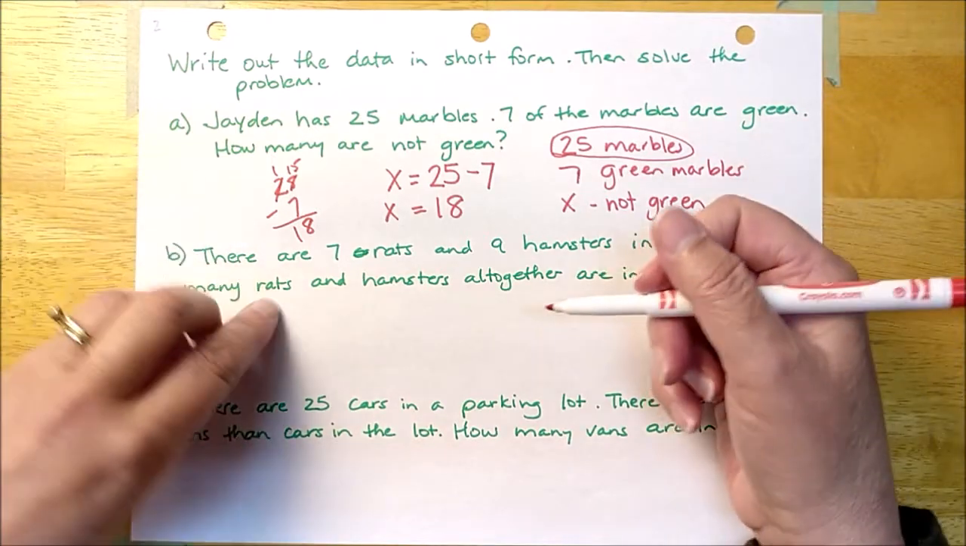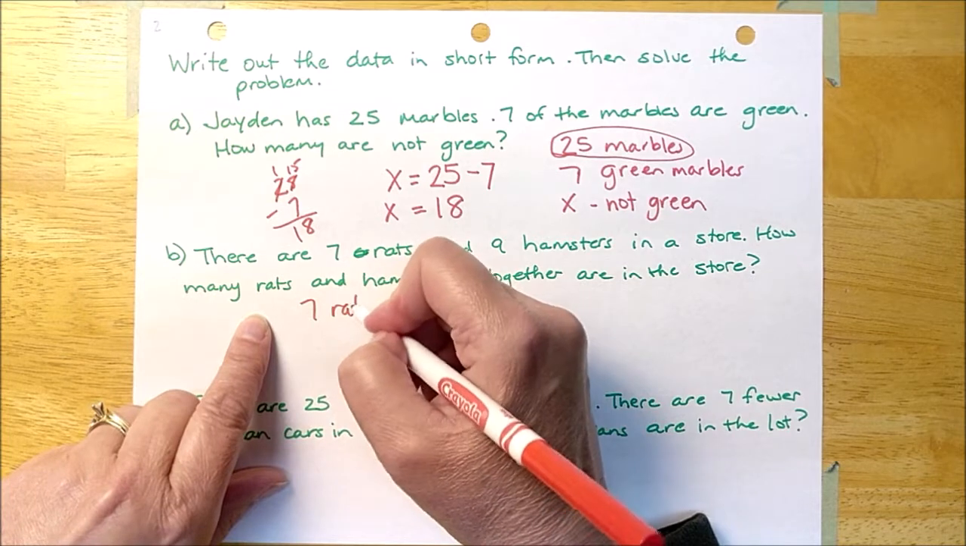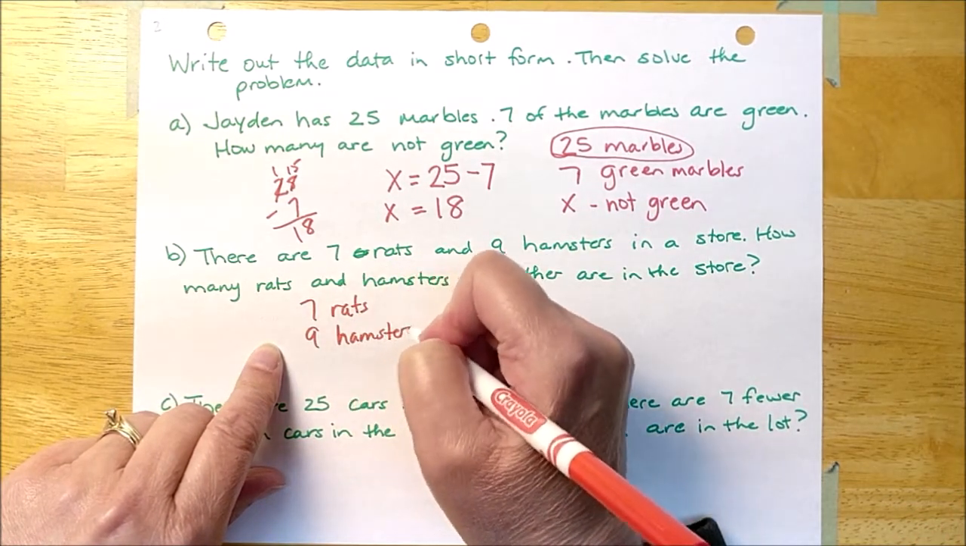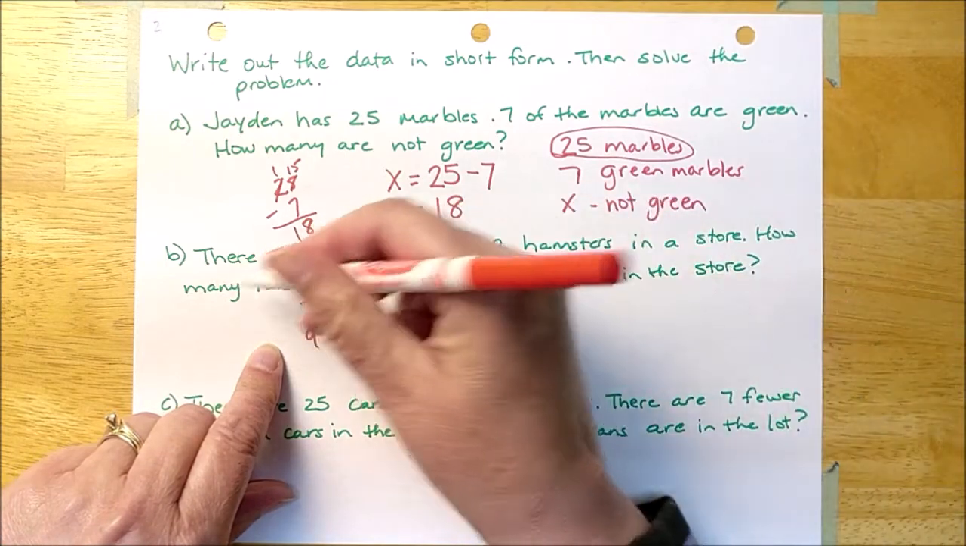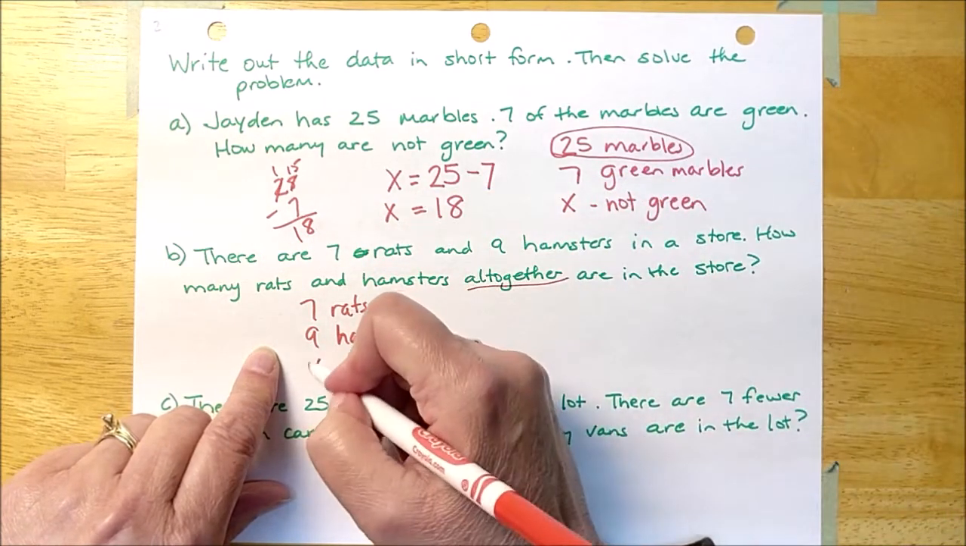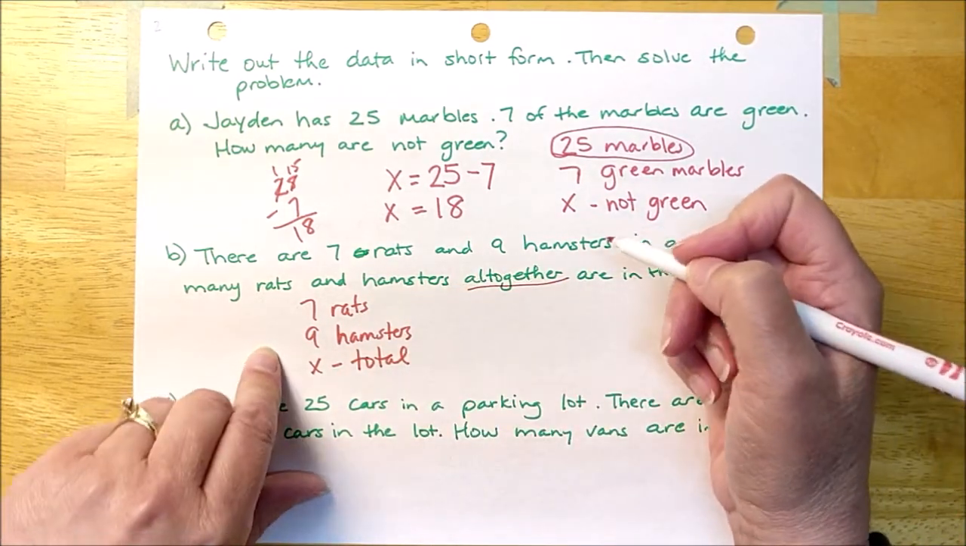Okay, then this one. So I'm going to write this in short form. 7 rats, 9 hamsters. And the question is how many rats and hamsters all together in the store? So what I need to know is the total. I'm not sure what the total is.